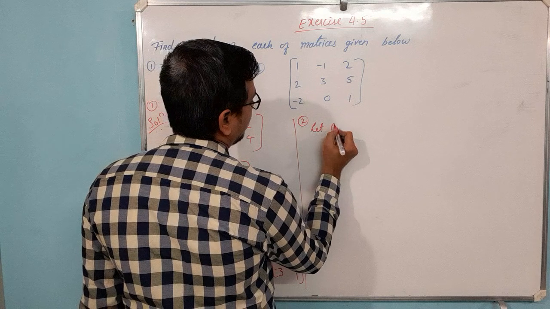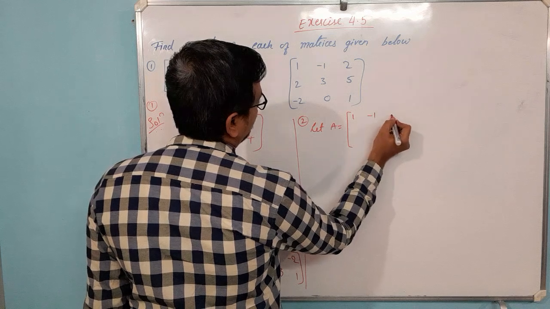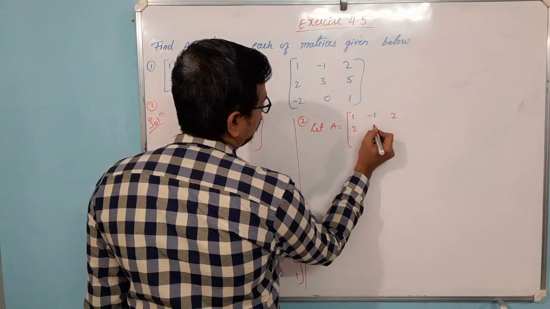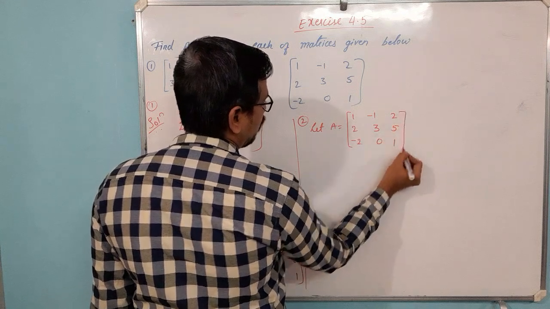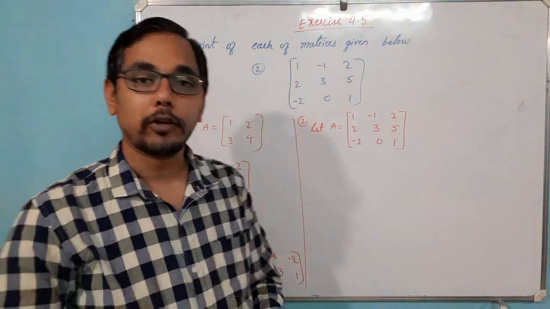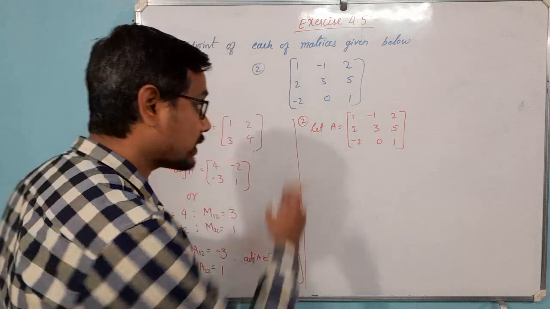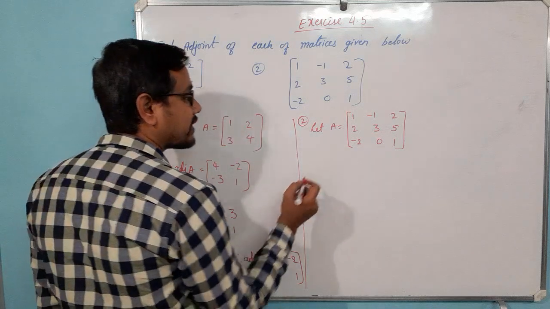Here also let A is equal to [1, -1, 2; 2, 3, 5; -2, 0, 1], right? So now in order to calculate the adjoint, we need its minors and cofactors, because this is a 3 cross 3 matrix, we cannot write it directly. So let's calculate minors and cofactors.